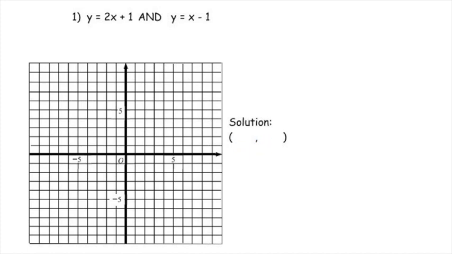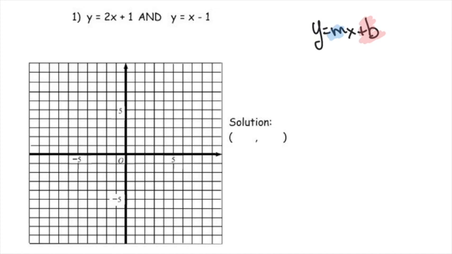In this case, both of my equations are in the form y equals mx plus b. Why is this so important? Because m is the slope of my line and b is the y-intercept. Knowing these two things is what I need so I can graph them.